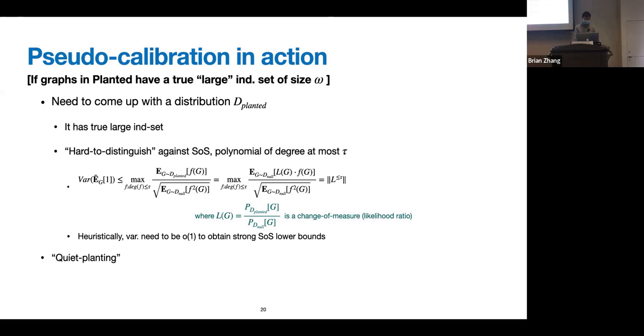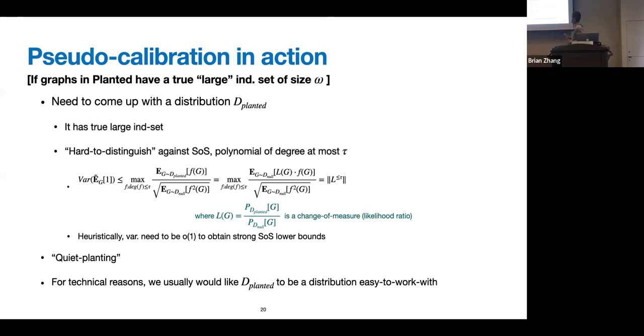And this is also closely related to the area of quiet planting. And for technical reasons, we usually would like the planted distribution to be something easy to work with because we are going to manually compute this.